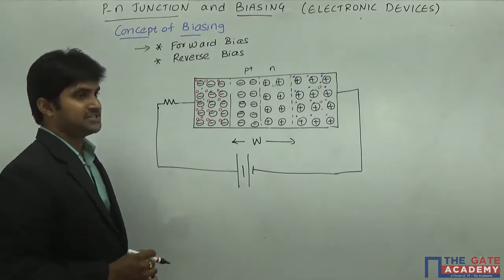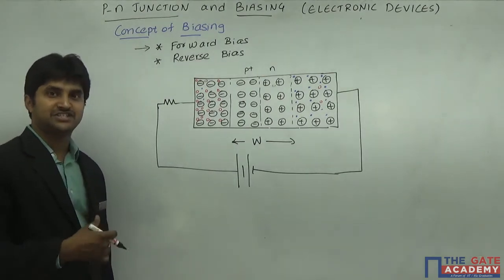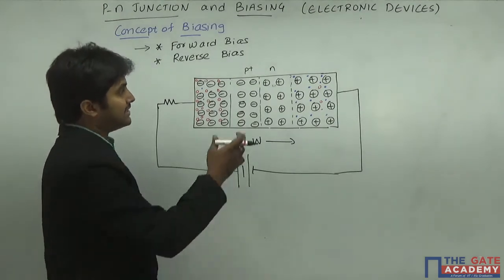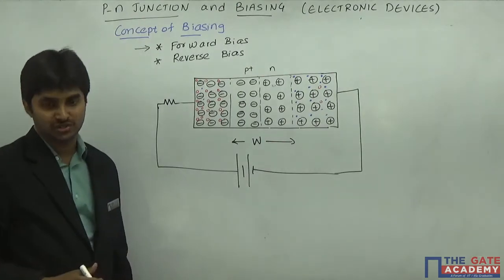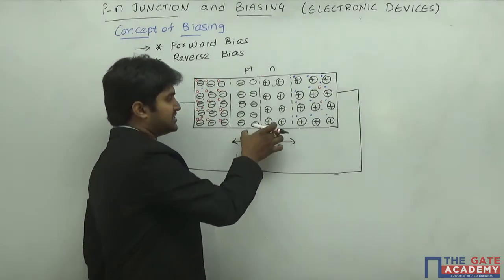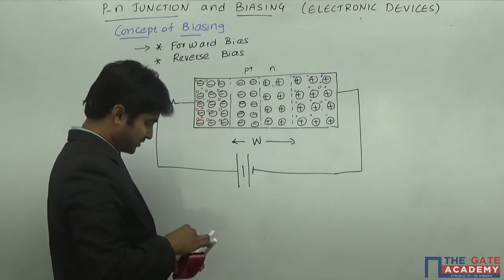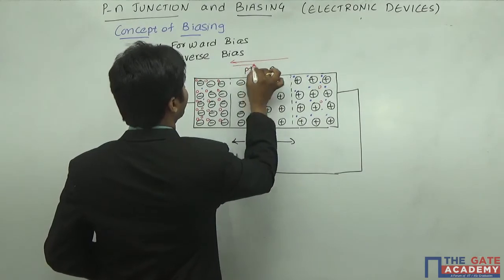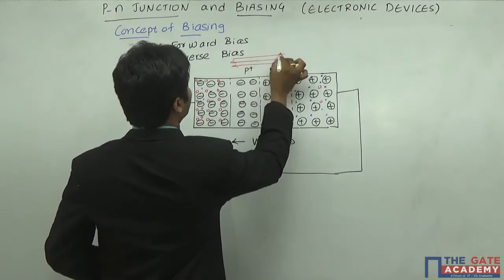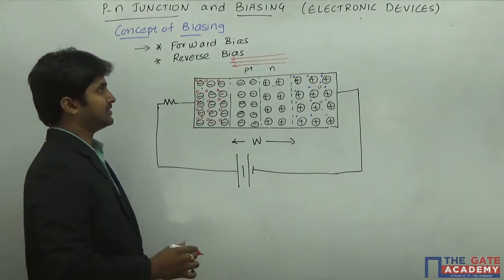Now what is going to happen as a consequence of this? You have to realize that when we discussed the depletion region, there is an electric field formed in this particular PN junction. In the depletion region itself there is an electric field formed, and the direction of the electric field is going to be something like this, always from the positive ions towards the negative ions. This is nothing but the built-in electric field.